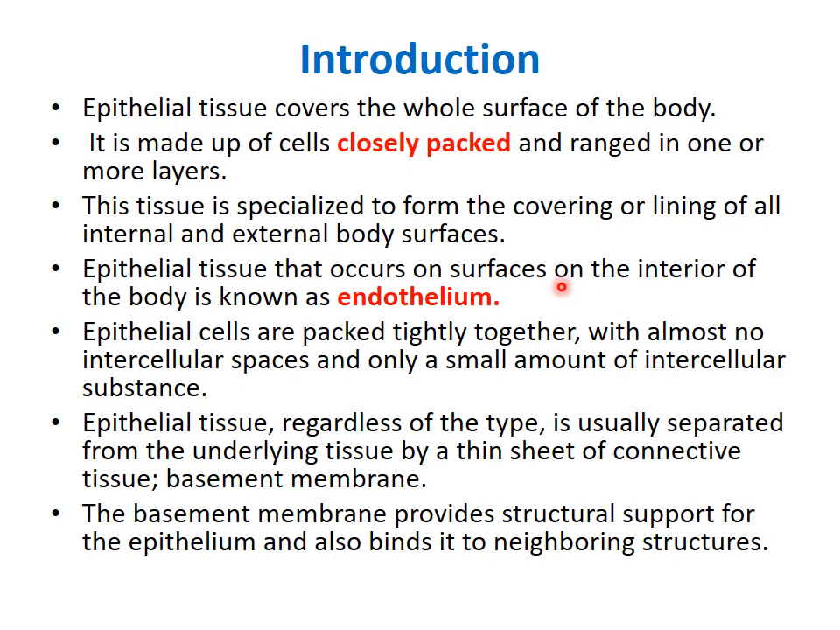The epithelial tissue covers the whole surface of the body and is made up of the cells which are closely packed with each other. And the tissues are specialized to form the covering epithelia or they line the internal surfaces of the body. So epithelial tissue which lines the internal surfaces or the interior of the hollow tubes, like the gut, is called the endothelium.